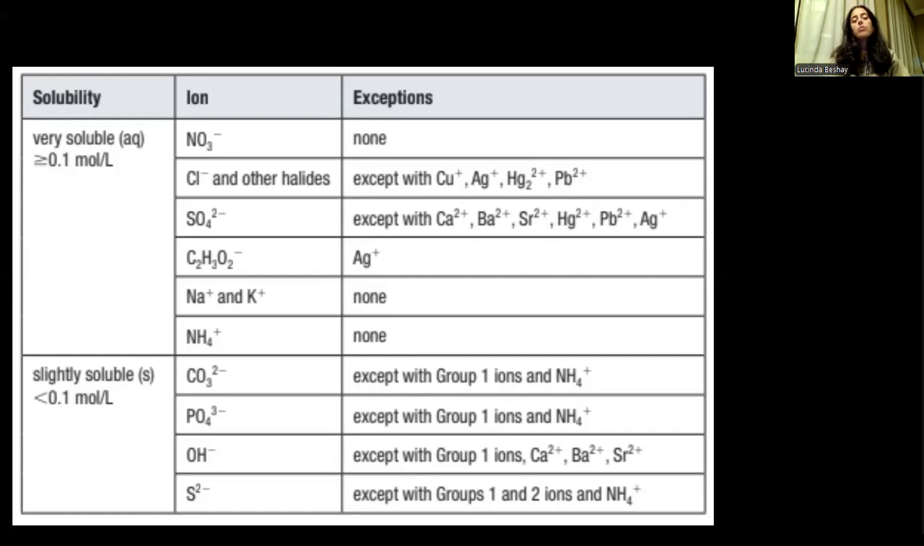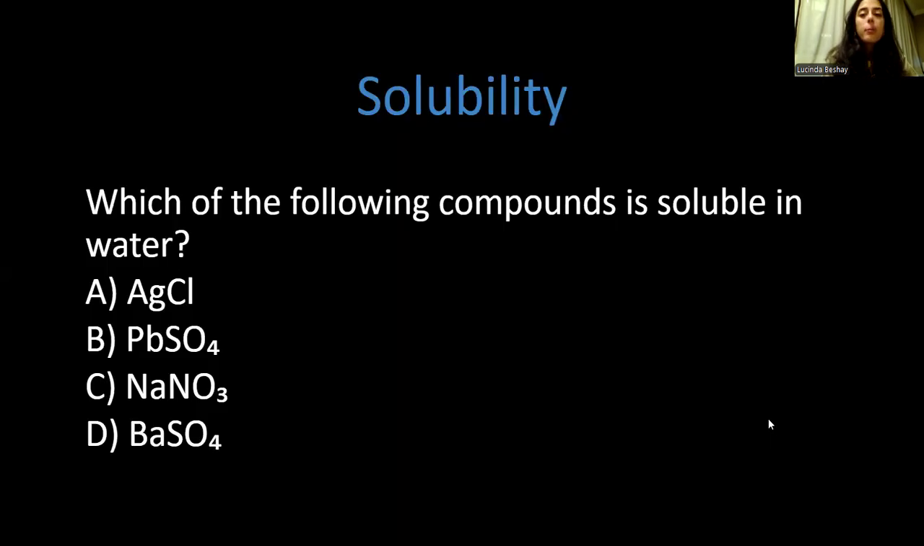Alrighty. So the first question is, which of the following compounds is soluble in water? You've got AgCl, lead sulfate, sodium nitrate, and barium sulfate. What do you think? Take a moment, discuss this amongst yourselves, decide on a unanimous answer, and then I will respond to you.